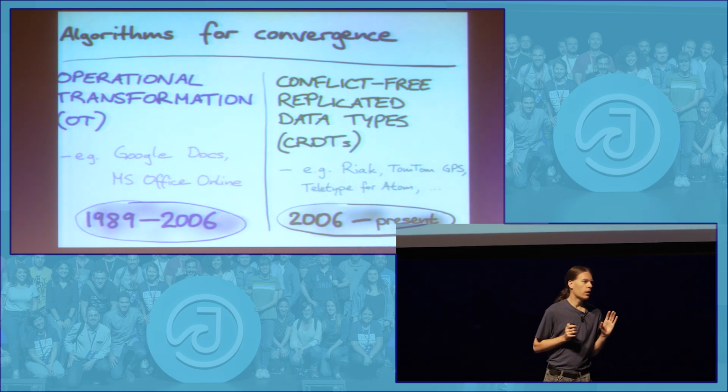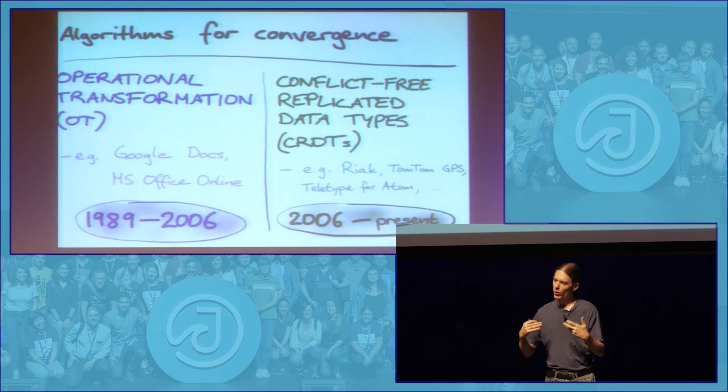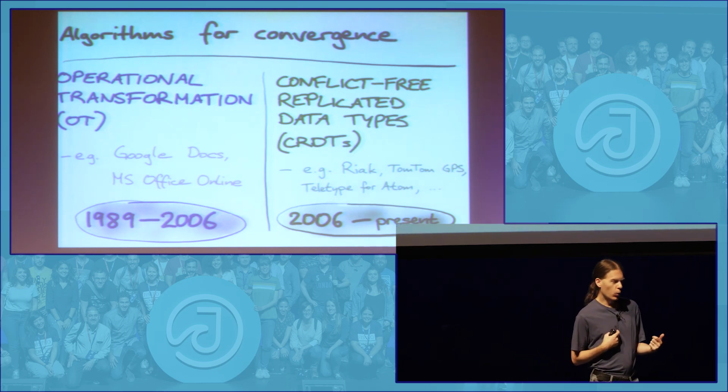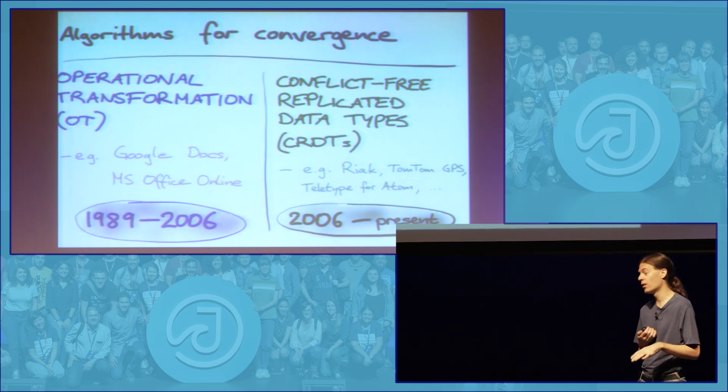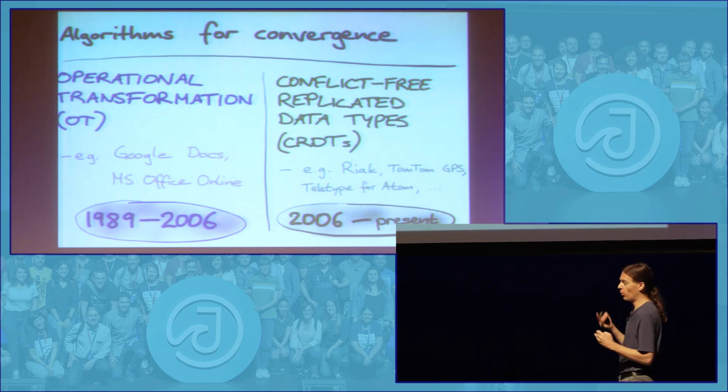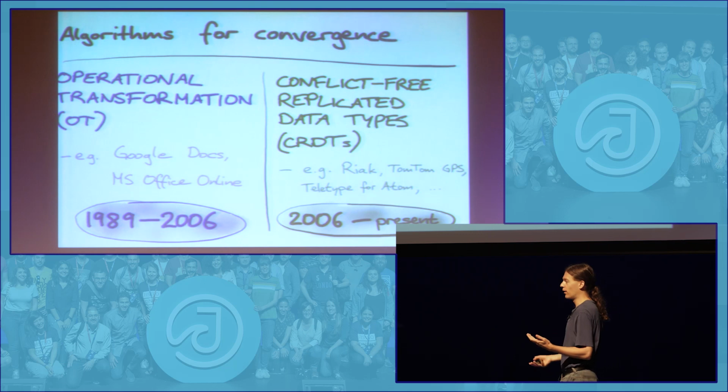Now the thing we wanted to ensure when we were researching CRDTs was to not repeat all of those problems that operational transformation had back in the 90s. All these problems where people publish an algorithm and then only realize later that it was wrong.